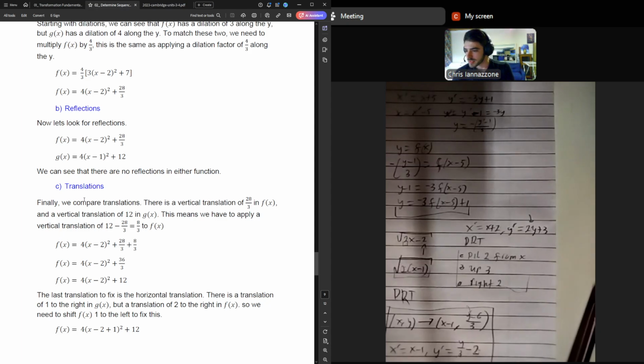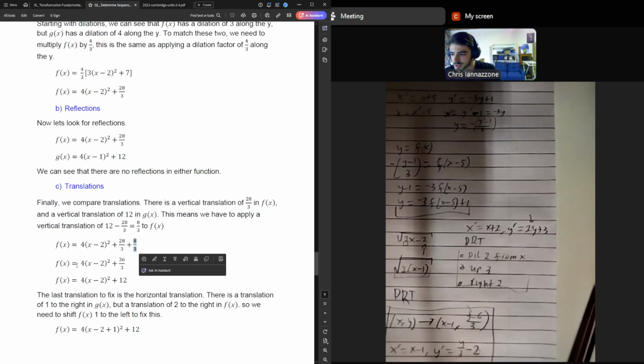Next up, we're going to compare translations. So if we're getting from f to g, we want to figure out what I've got to do to this to make it look like this. In this case, you just want to find the difference between those two things, and whatever that difference is, that's what you apply. So in this case, if you were to add 8 on 3 to 28 on 3, you would get 12. And so that's what we're going to do.